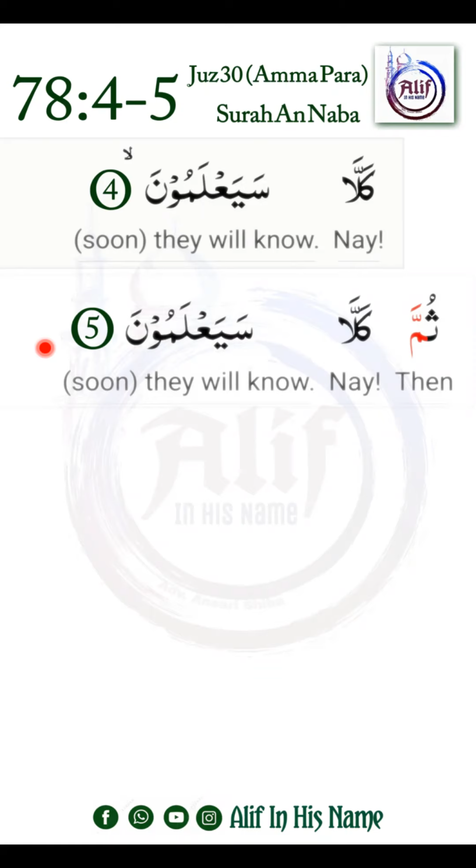Now both the ayahs together. كلا سيعلمون. ثم كلا سيعلمون. كلا سيعلمون. ثم كلا سيعلمون.